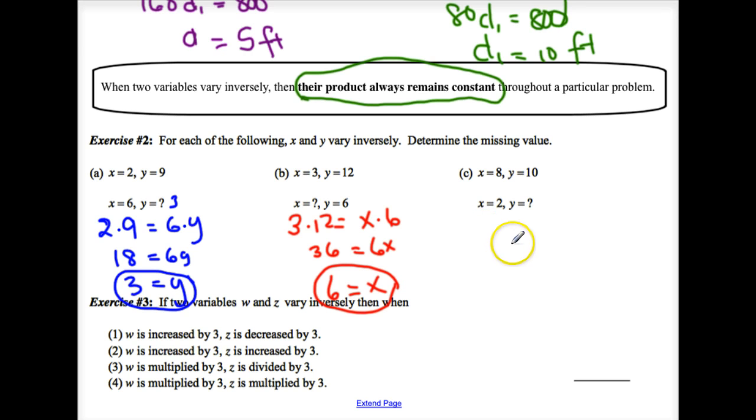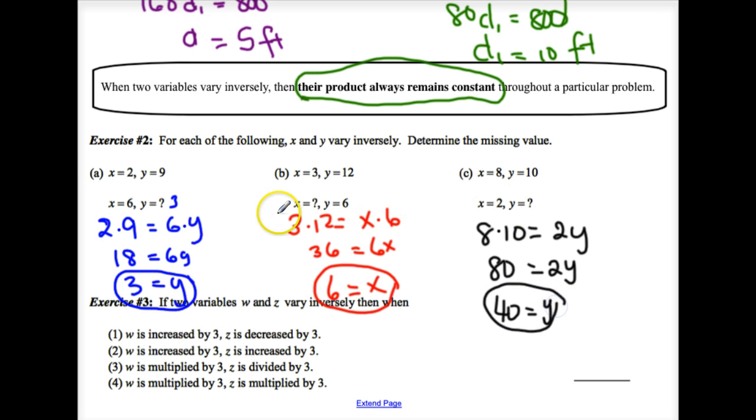Now the last one. 8 times 10 has to give you 2 times whatever y is. This becomes 80 is equal to 2y. Divide both sides by 2. 40 is equal to y. So for this exercise, all I want to do was to find numbers that, when I plug them into these questions, will make the product of each equal to each other.